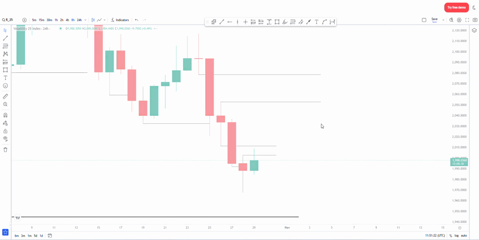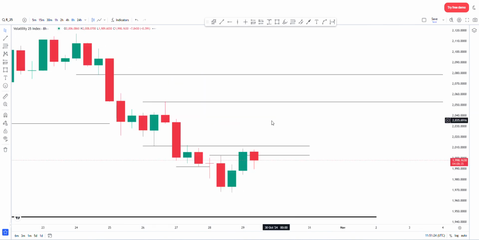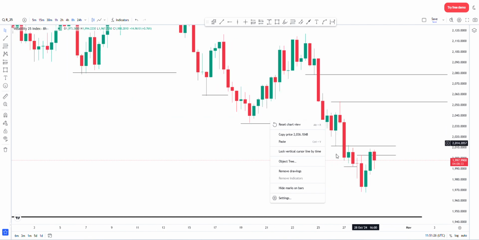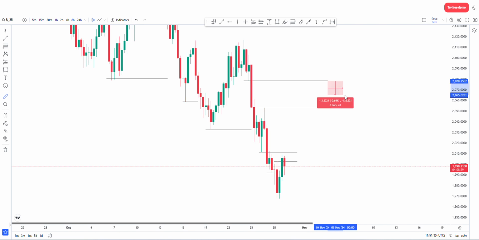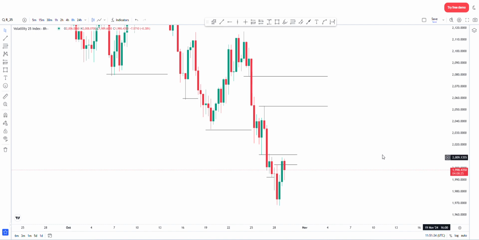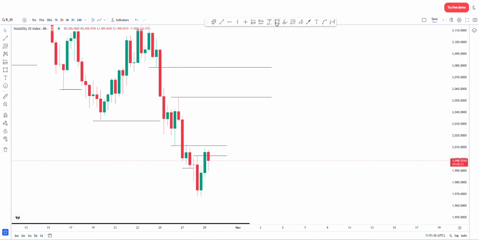So going down to our 8 hour time frame, there isn't anything much left to really talk about, except for the fact that this red candle before this bullish move is a bullish order block. So this is an order block, very valid, and I'll show you why it's valid.